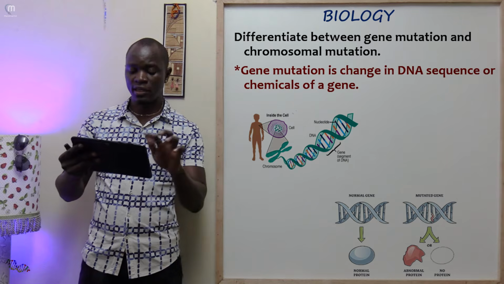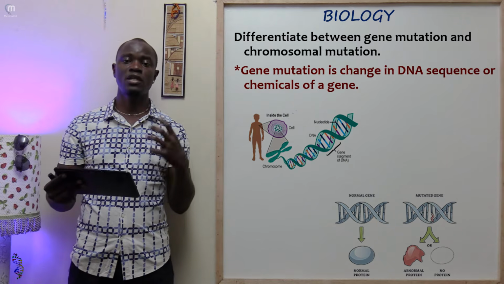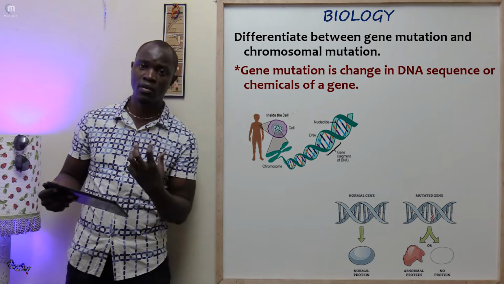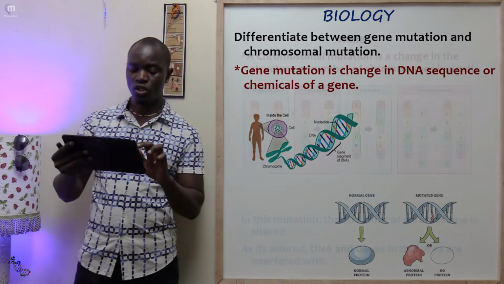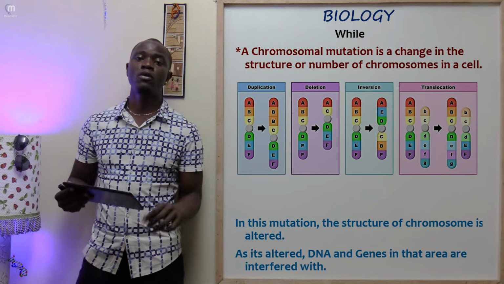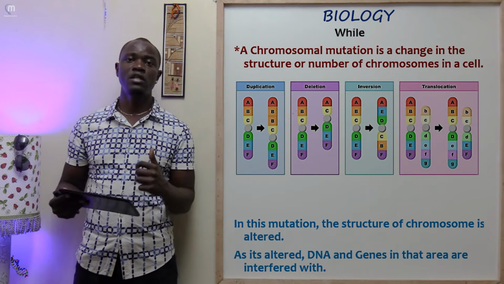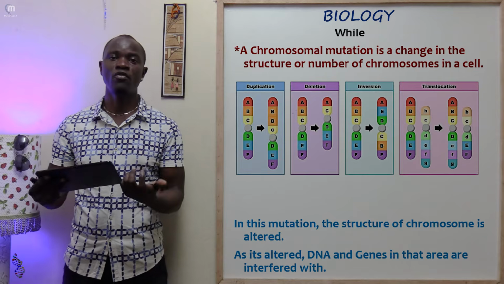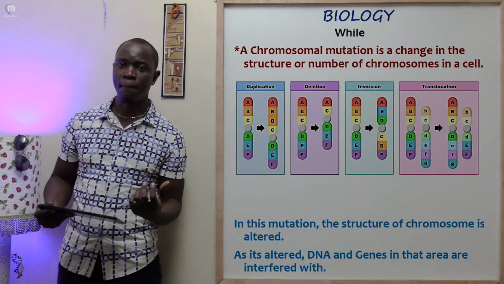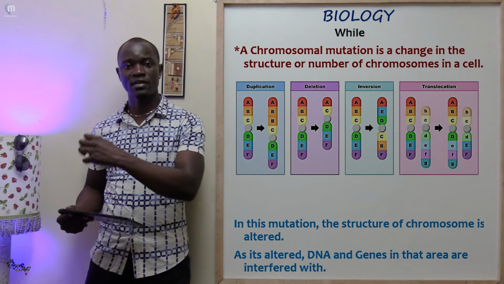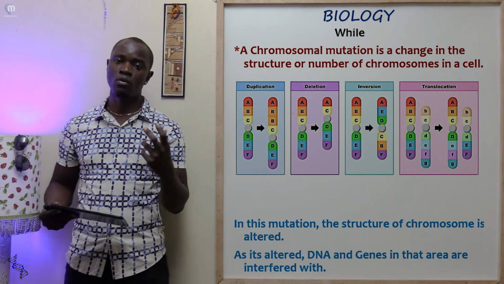So if there is anything that has affected the structure of the gene or the sequence of the DNA, that now gives us a gene mutation. While chromosomal mutation is the change in the structure and the number of chromosomes in a cell. So if you change the structure or the number of chromosomes in a cell, that gives us chromosomal mutation.